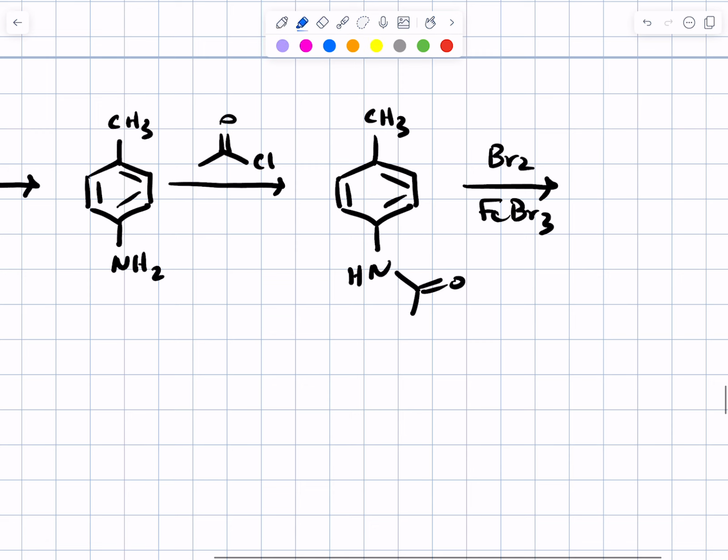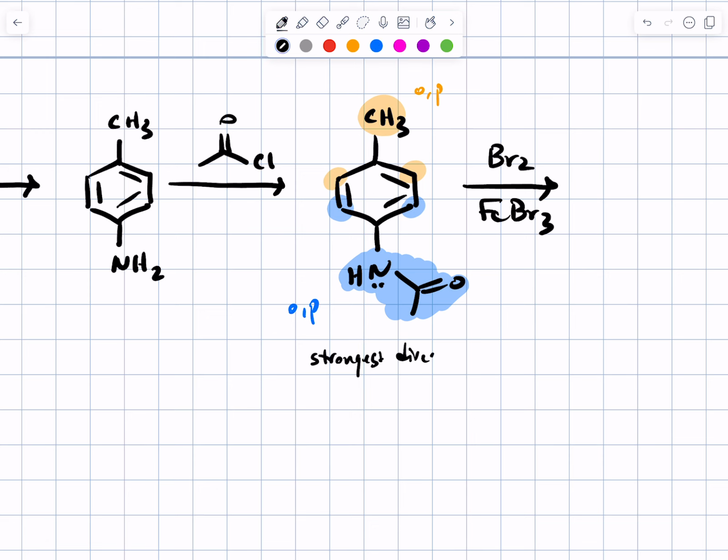Now, again, let's look at the characteristics of these two different groups. You have the methyl group, which you know is an ortho and para director. So we'll highlight the carbons that are ortho to the methyl group. Then we have this amide attached to the benzene ring through the nitrogen, and that's on our list of ortho and para directors as well, which means it's going to prefer these two carbons. They're in conflict, right? Two directors in conflict. The principle when you face that situation is the strongest director wins.